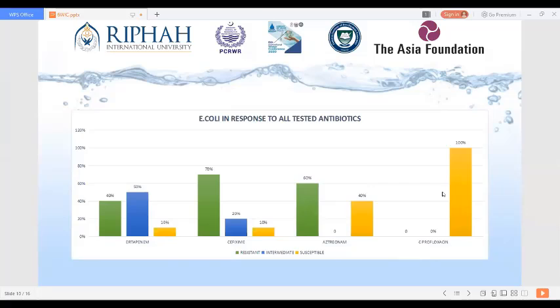And this graph shows basically the E. coli response to all tested antibiotics. As we already know, we use 4 antibiotics: ertapenem, cetirizine, aztreonam, and ciprofloxacin. The results reveal that 40% of isolates show resistance to ertapenem, 70% of isolates show resistance to cetirizine, and 60% of isolates show resistance to aztreonam, while no isolates show any resistance to the antibiotic ciprofloxacin. All the isolates show susceptibility to ciprofloxacin.